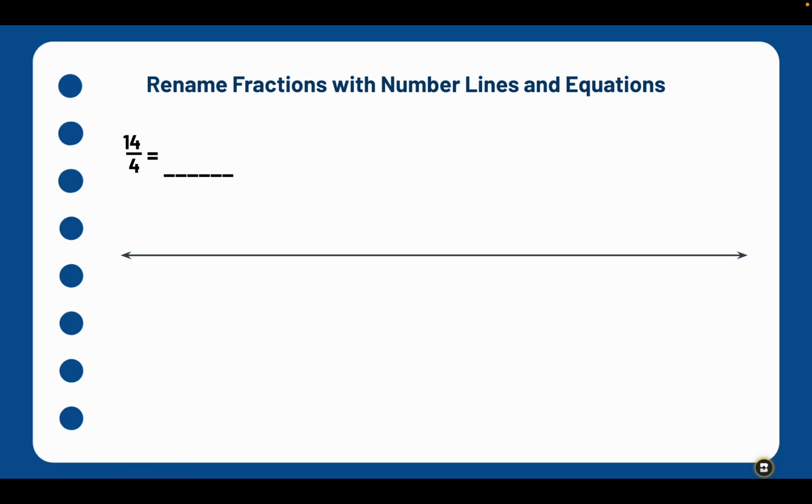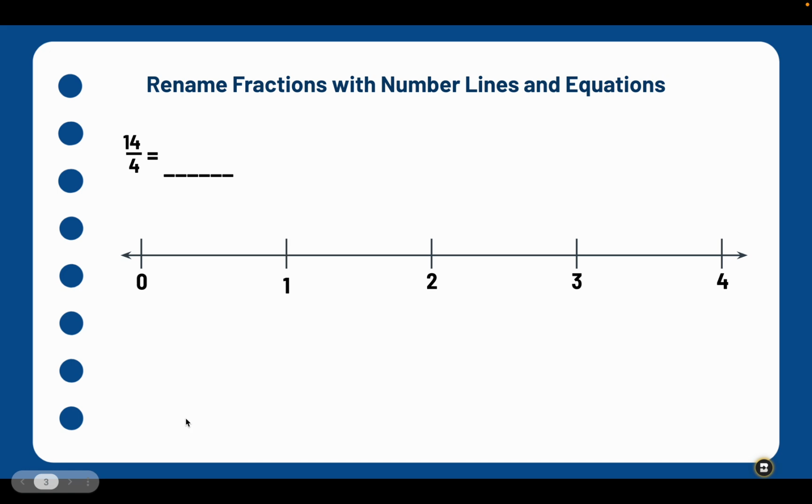Instead of using number bonds to represent the decomposition of fractions and renaming it as a mixed number, let's use a number line. Here we need to rename 14/4 as a mixed number. The fractional unit is fourths, and 4/4 make 1. If we know 4/4 make 1, we can skip count by 4/4 until we're close to 14/4. 4/4 equals 1 whole, 8/4 equals 2 whole, 12/4 equals 3, and 16/4 equals 4 whole. This tells us that 14/4 will be between 3 and 4 on the number line.